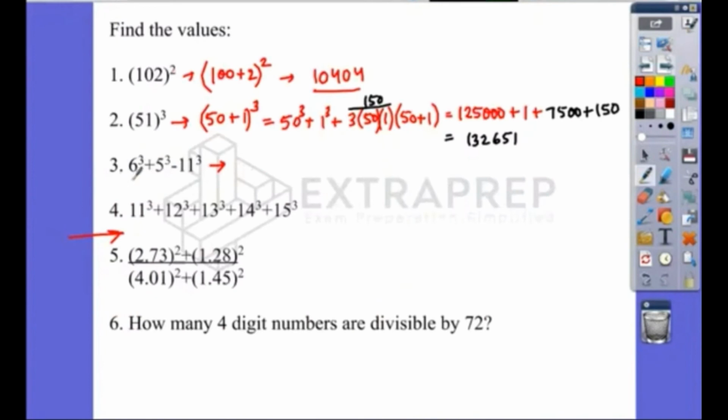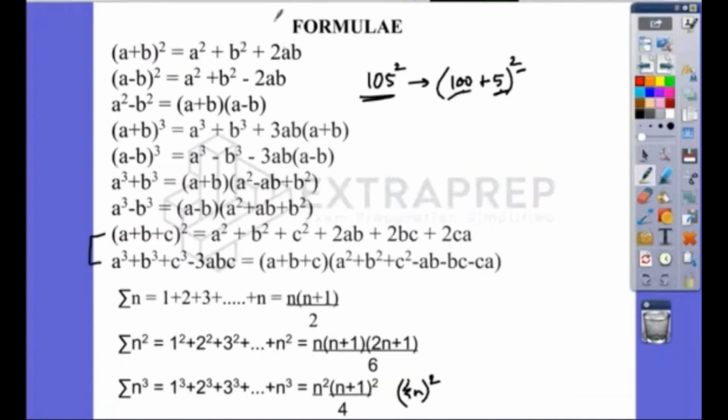Look at the third question. There are 3 numbers in their cubes. If you observe the formula that I gave you, which formula has 3 numbers in cubes? This one, right? So look at the formula once. a cube plus b cube plus c cube minus 3abc is equal to a plus b plus c into a square plus b square plus c square minus ab minus bc minus ca. This is the formula. Look at the formula and remember it.